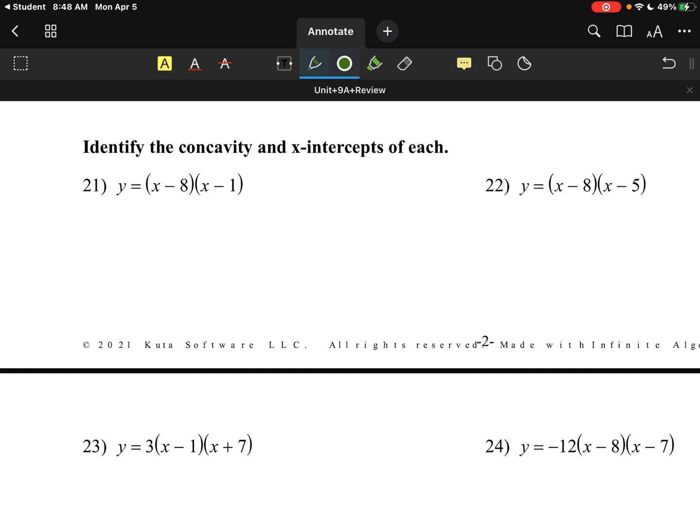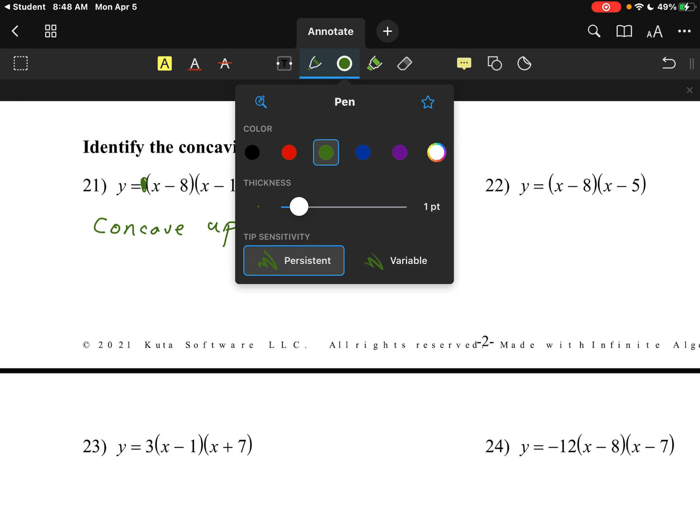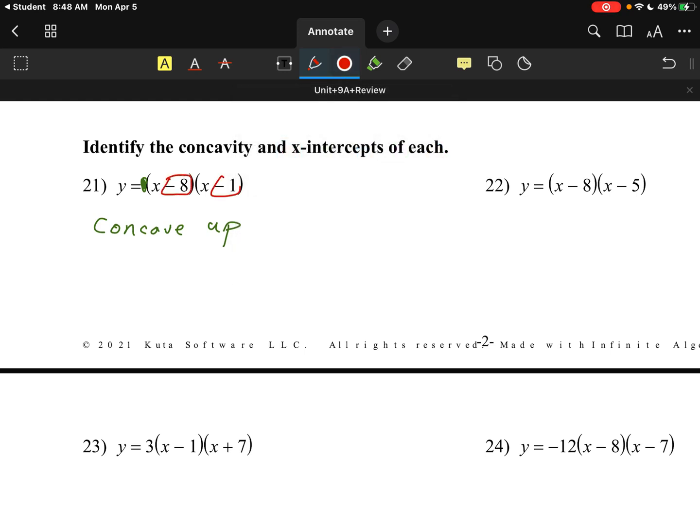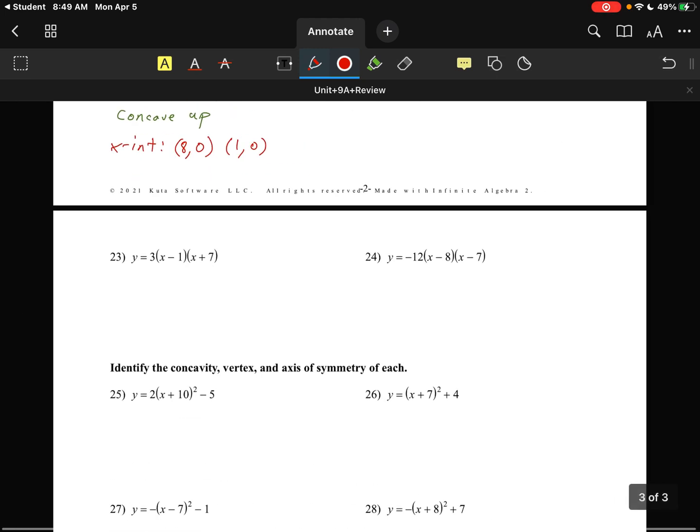For this one, you find the x-intercepts and concavity. Again, look for the front. Since there's nothing there, it's concave up, and then these numbers are going to give us the x-intercepts, except you have to do the opposite of them. So it is (8, 0) and (1, 0). Whatever number's in there, you take the opposite. Okay, so that's that one.